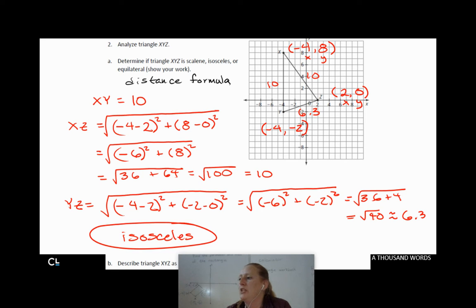This is what we mean by show your work. You've got to do distance formula for all 3 sides. You have to do distance formula for all 3 sides. There's no way around it.